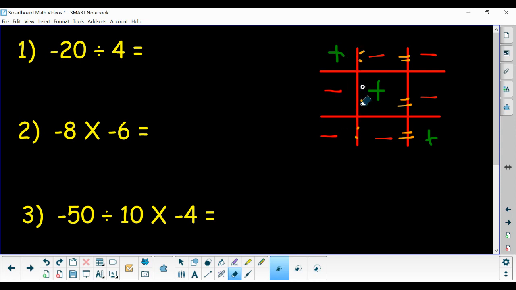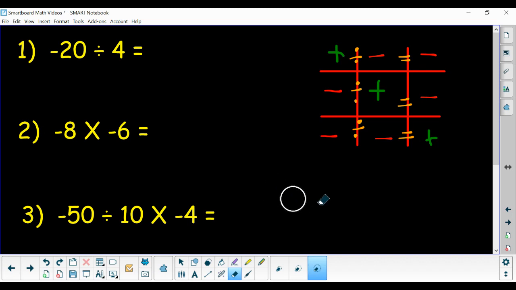So let me just replace this with division. So if I have a positive divided by a negative, I end up with a negative answer. If I have a negative divided by a positive, I end up with a negative answer. And here's where it gets tricky. A negative by a negative gives me a positive answer.